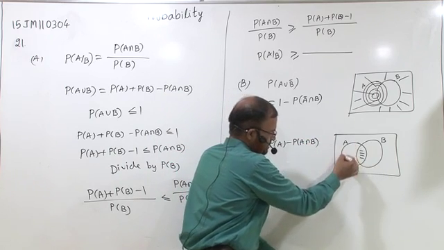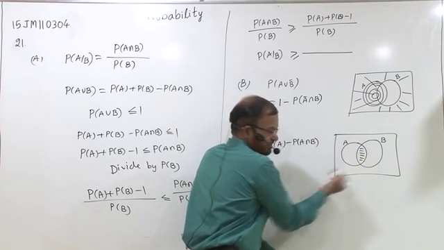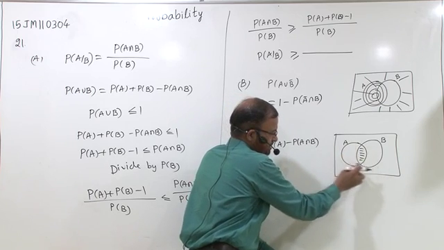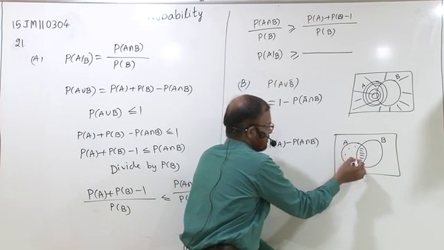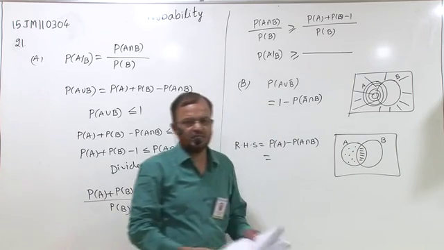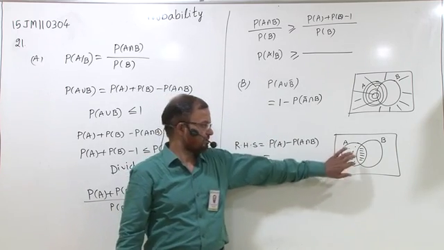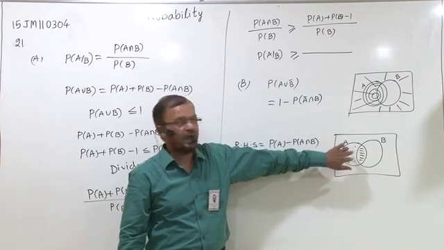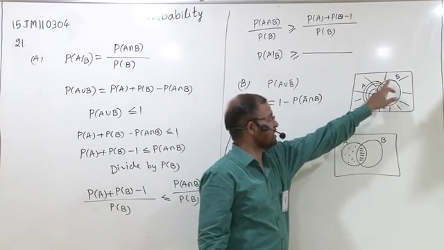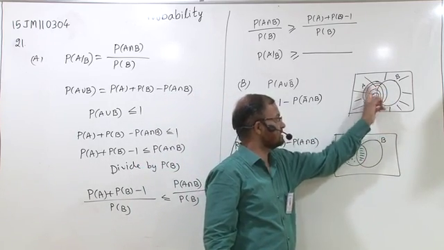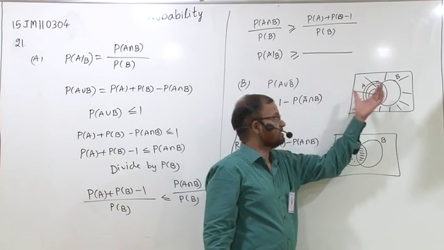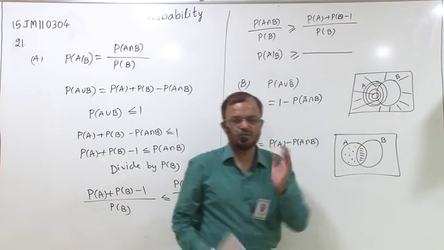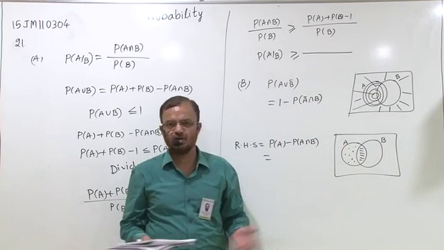A intersection B is this whole, and B is this one. If I subtract from this whole this region, then I will get only this region. So very clearly, the RHS is the probability of this region, and the LHS is the probability of this outside region and this region. So I can say that this region and this region are not the same, hence the probabilities cannot be the same.